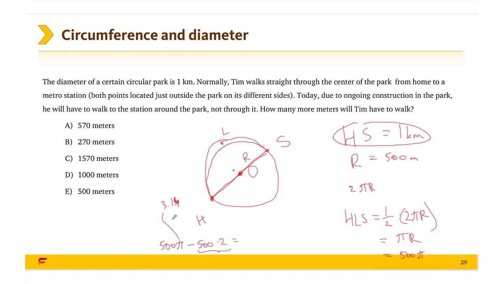And then 3.14 times 500 is what? 1,570 minus 1,000, which is the distance that he usually walks. And the delta in this case is 570 meters. So this is the extra distance that Tim will have to walk. He'll have to walk an extra 570 meters. Do we have such an option? Yeah, it's here. Yep, the answer is A.